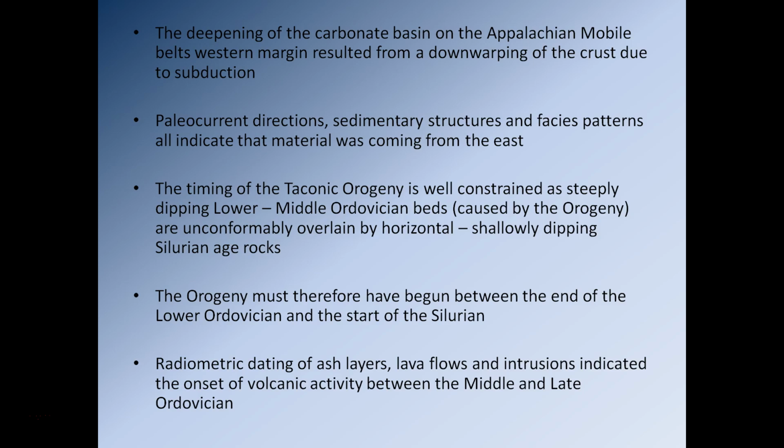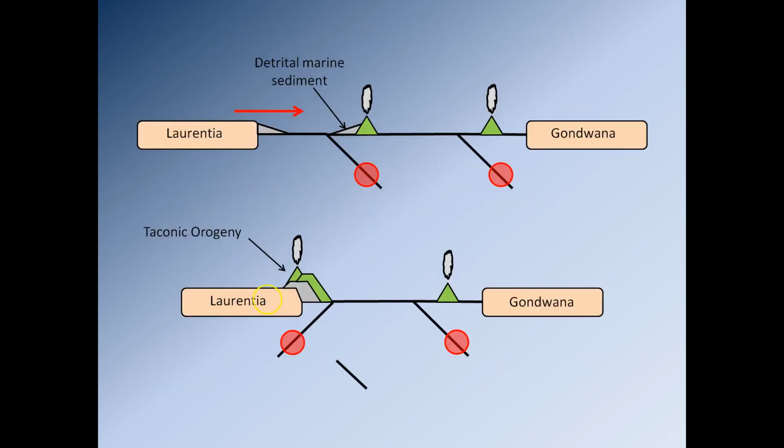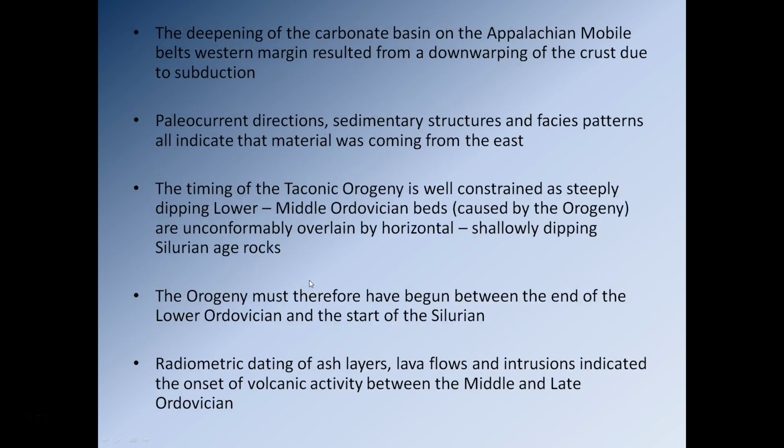So when we look at these sediments that are forming on what we would now classify as the western side of the belt, we see paleocurrent directions, sedimentary structures, and facies patterns, all indicating that material was coming from the east and coming into the basin. So, of course, under modern orientations, this is the east coast, so material's coming off the high ground here and entering into the basin, coming from east to west. So that makes perfect sense.